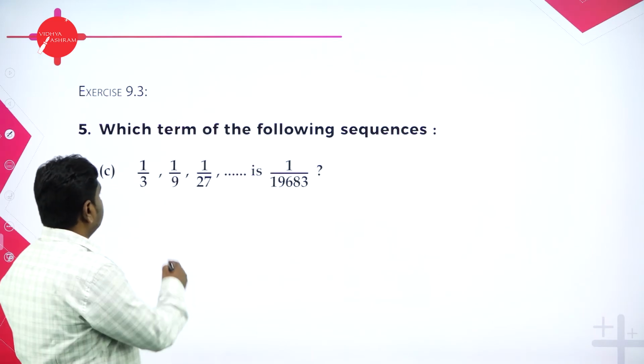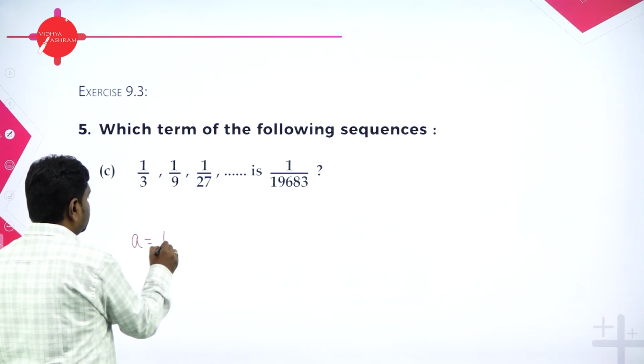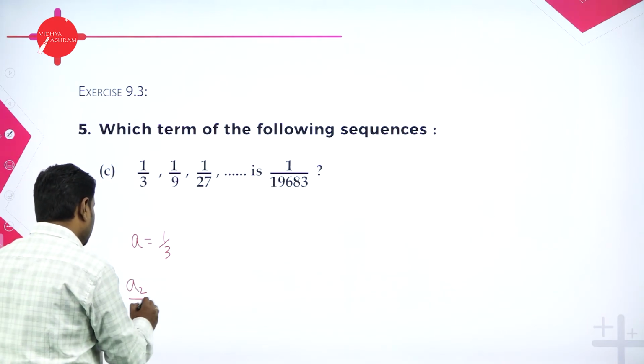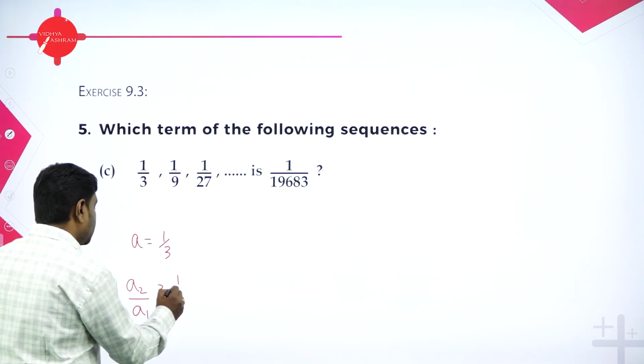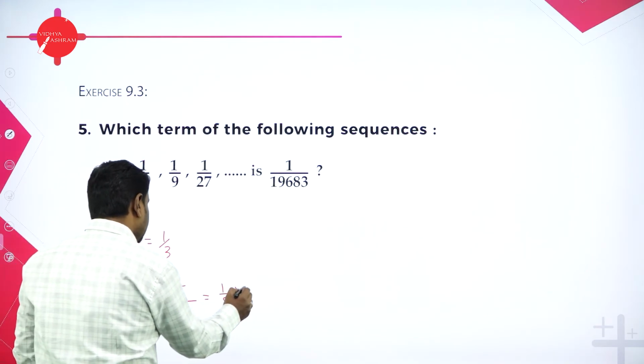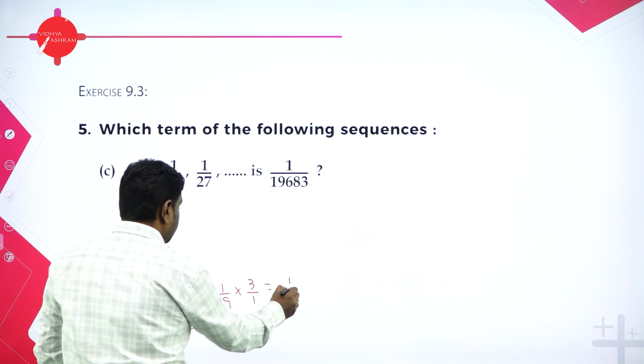Next. Same. A is what? 1 by 3. And every term you multiply. See, A2 by A1 will do. A2 by A1 if I do, so 1 by 9 divided by 1 by 3. So that is 1 by 9 into 3 by 1. That is 1 by 3.